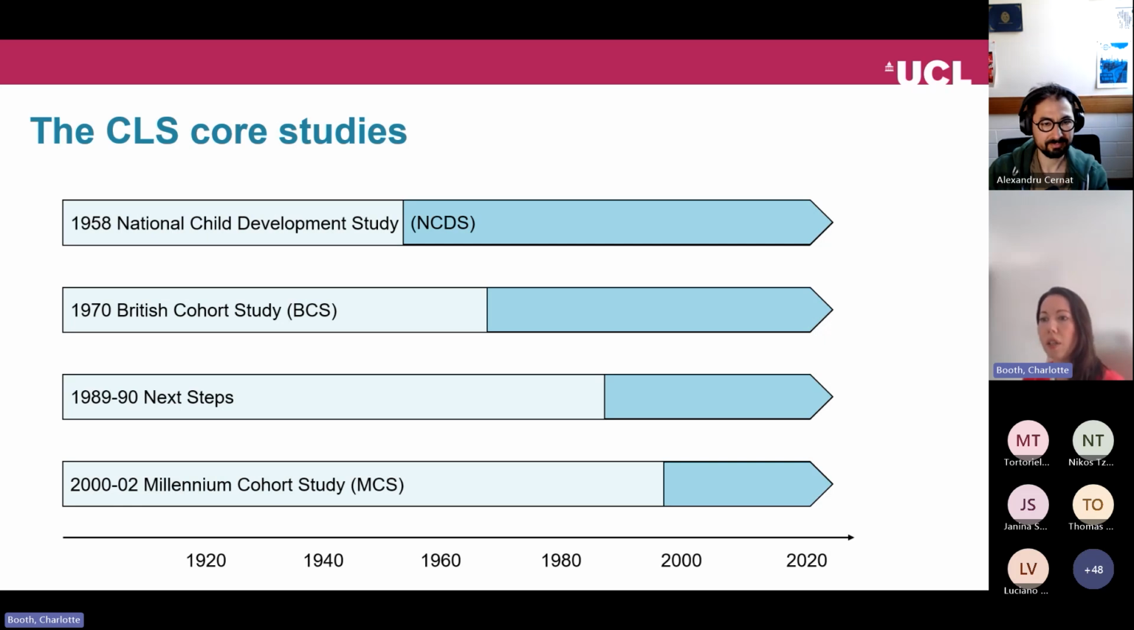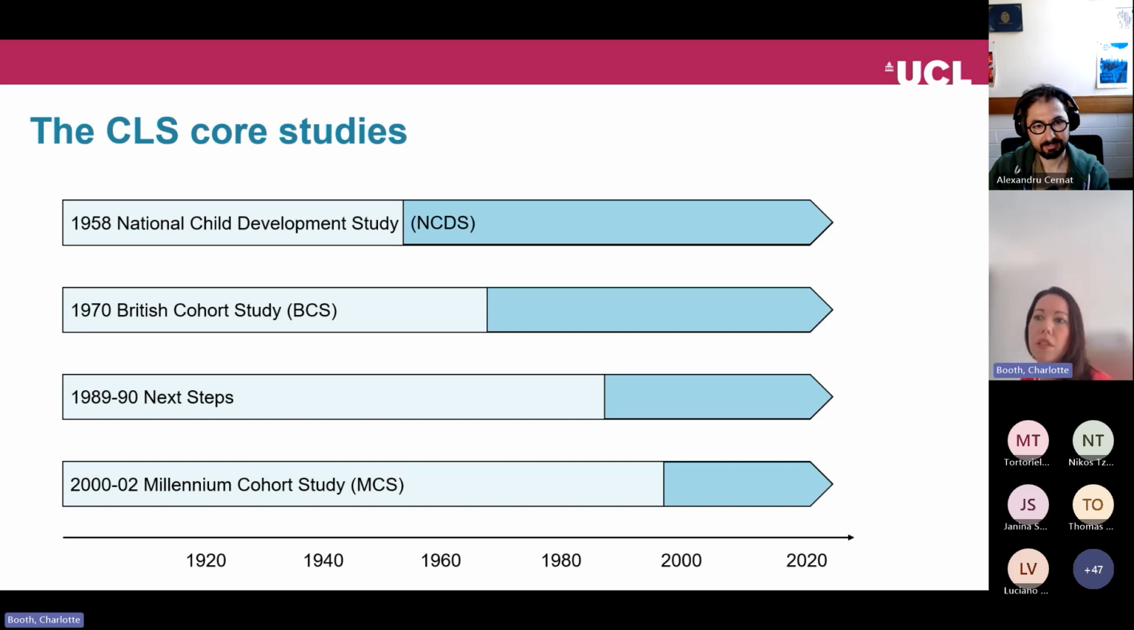So there's 4 core longitudinal studies that are run at CLS that have been going on for a number of years. The oldest is the 1958 National Child Development Study, which is a study of around 17,000 babies born in a single week in March 1958. The second study is the 1970 British Cohort Study, which is similar in that it's a study of around 17,000 babies born in a single week in April 1970.